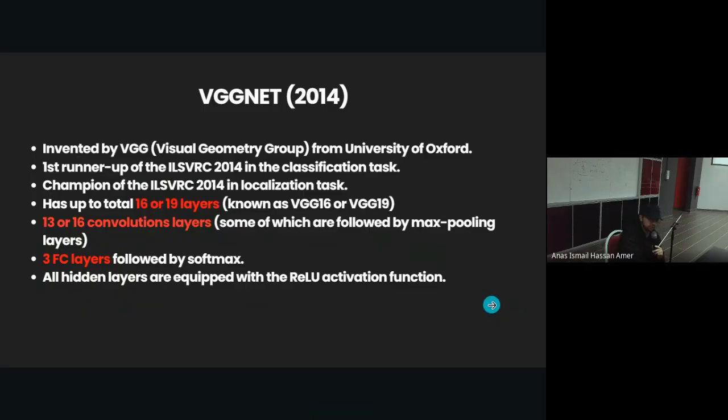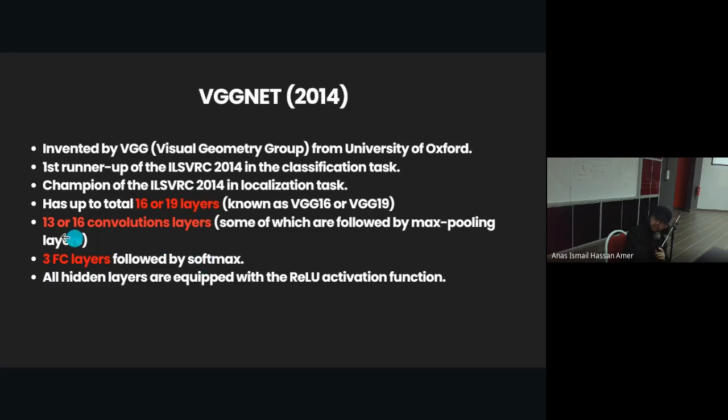Okay, next we have this VGGNet in 2014. Stands for Visual Geometry Group, and it was from University of Oxford. They were not the champion, they were not the winner, they were the first runner-up, but still was much better than AlexNet from 2 years before. It had 16 to 19 layers. So AlexNet, if you remember just now, had 5 convolutional layers and 3 fully connected layers, so 8 in total. This one had 16 to 19 layers.